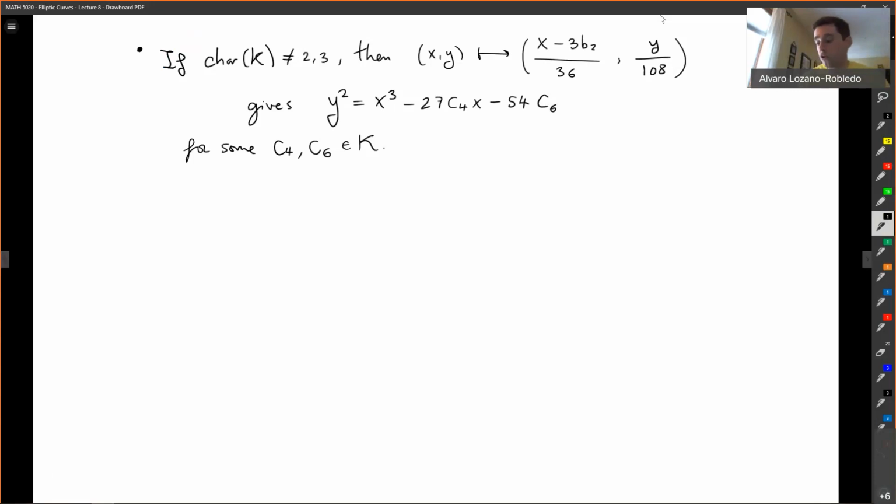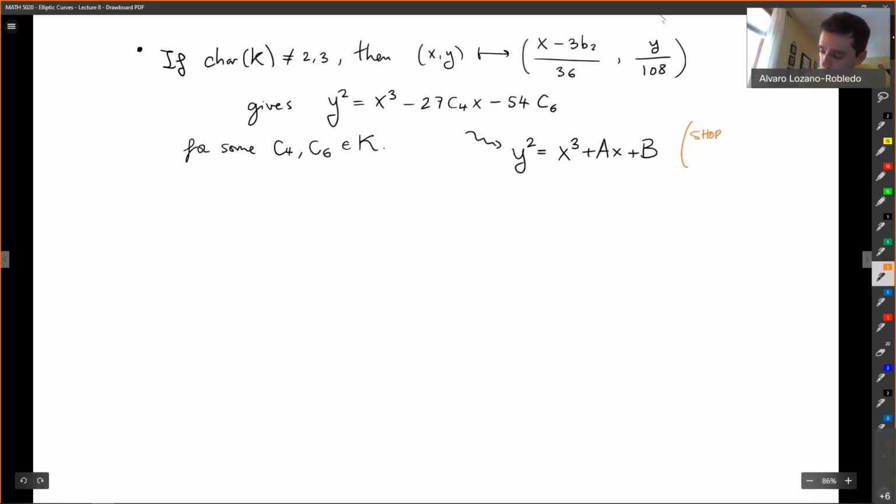This is an equation of the form y squared equals x cubed plus ax plus b, and this we call a short Weierstrass model. But you see that I need the characteristic to be not 2 or 3 to be able to bring it to this format every time. So when the characteristic is 2 or 3, we might need the full long Weierstrass form to work on it.